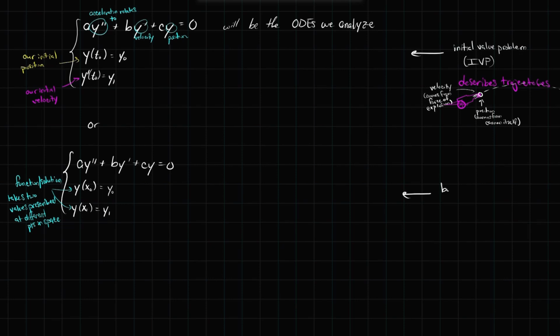A boundary value problem, which we call BVP, describes the height of an object extended throughout space. This is really why I'm using an x as my variable there, x to denote a spatial variable, and t up here to denote a temporal or time variable. So the boundary value problem describes the height of an object extended through space.